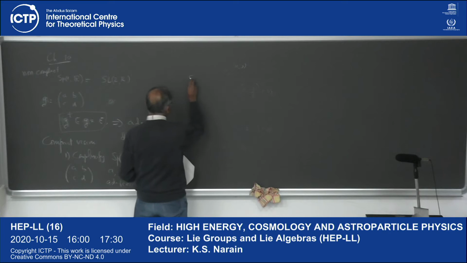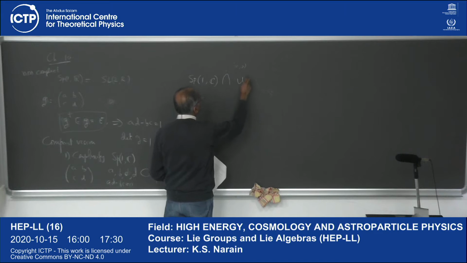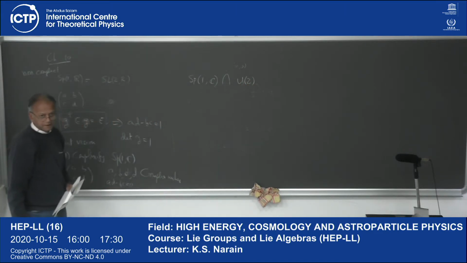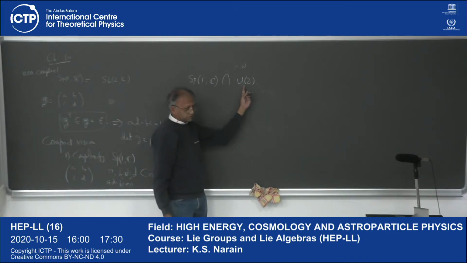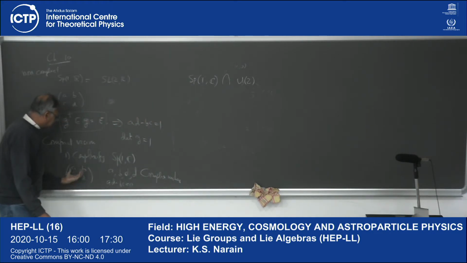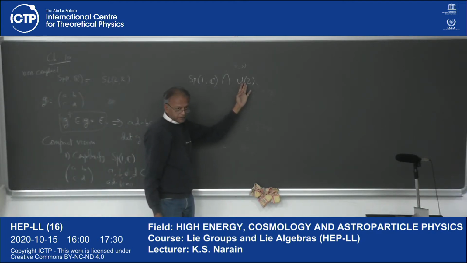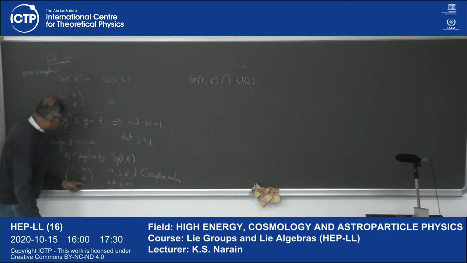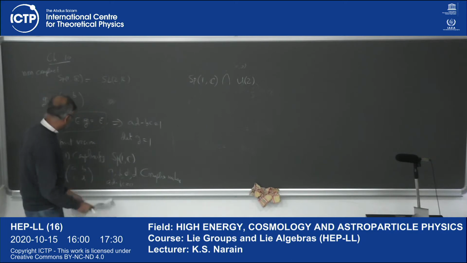So now the idea is to take the intersection of SP1C with the U2 group. But what will that do? U2 is a 2 by 2 matrix which is unitary, right? So entries are complex to begin with, but then you have the unitarity condition. Now here we have arbitrary complex numbers, and the determinant of U can be anything, right? To begin with. So when I talk about intersection, it means only those G's will be allowed in this intersection. So here is G.